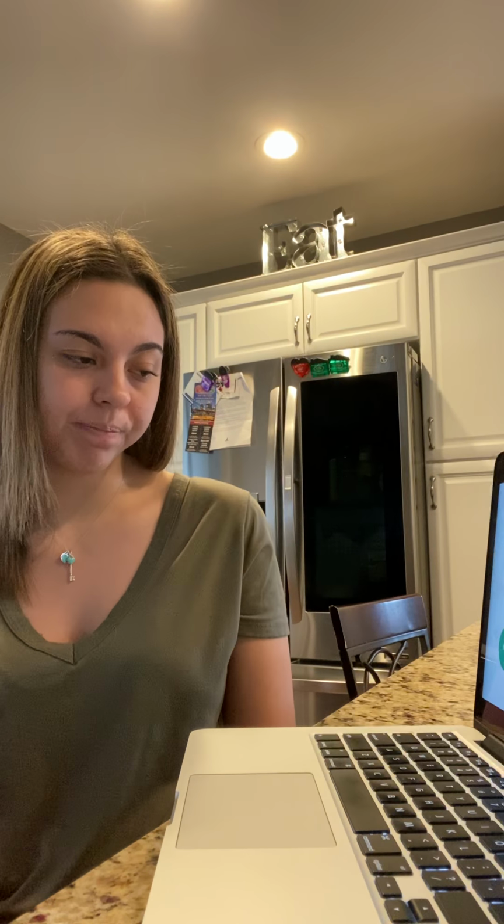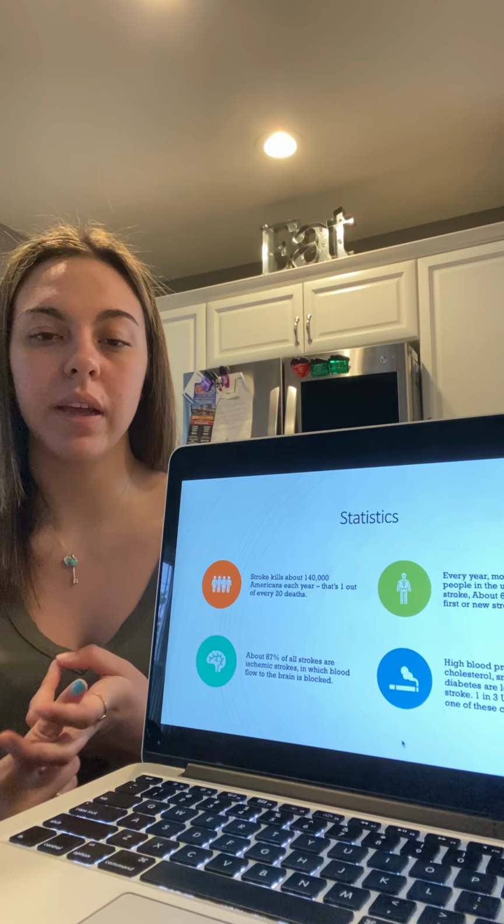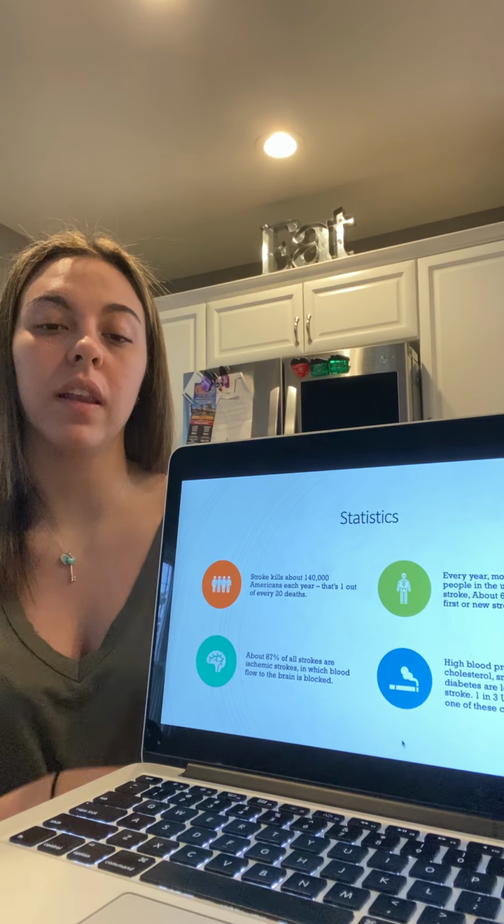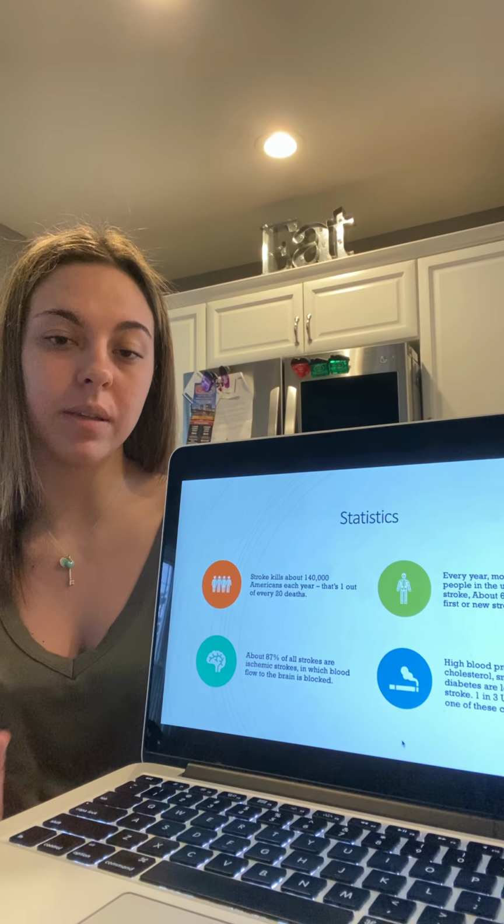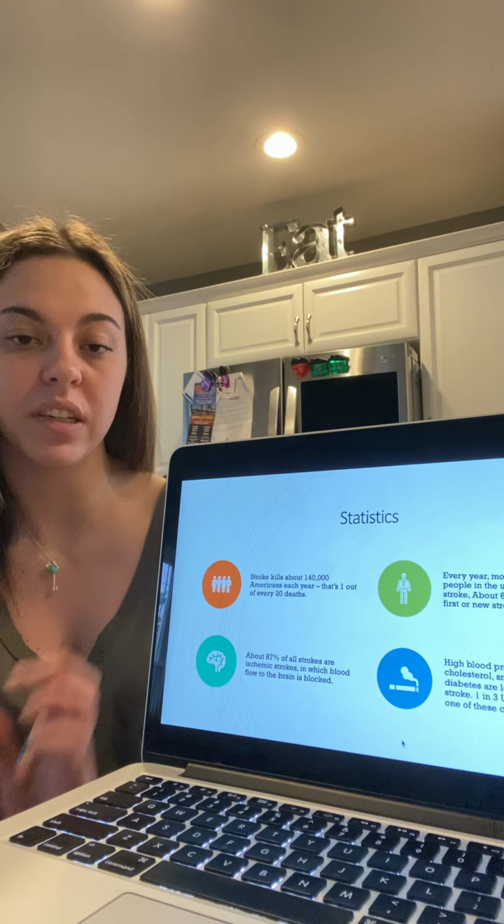Another statistic is every year more than 795,000 people in the United States have a stroke. About 610,000 of these are first or new strokes. So that's a lot. About 87% of all strokes are ischemic strokes in which blood flow to the brain is blocked. So that could be from atherosclerosis or a thrombus, which is causing the clot somewhere in an artery, which then is obstructing blood flow to the brain, so the brain is not getting the oxygen it needs, causing the ischemic stroke.